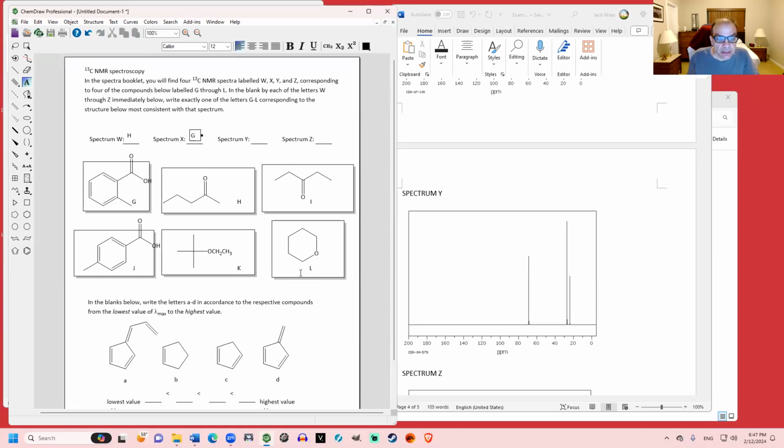What about L? L has this type of carbon that's next to the oxygen. These 2 CH2s are the same. It also has these 2 CH2s, which are the same as each other, but different from the first CH2s because they're a different distance from the oxygen. And then there's this unique CH2 on the other side of the ring. So L would have 3 carbons, one of which is alpha to oxygen, and that would be this most downfield peak that shows up just shy of 70 parts per million. Very typical range for carbons that are alpha to oxygen. So I think Y has to be L.